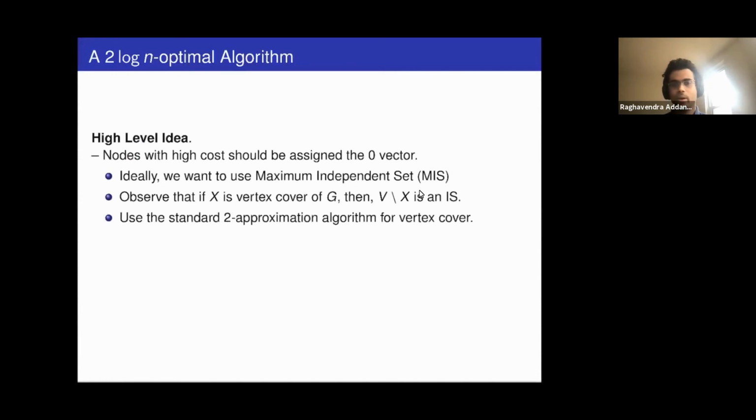Now we'll show a very simple 2 log n approximation algorithm, essentially saying that this is tight up to constant factors. It's based on the following intuition. I won't go into the proof for this, but it's based on the following intuition.